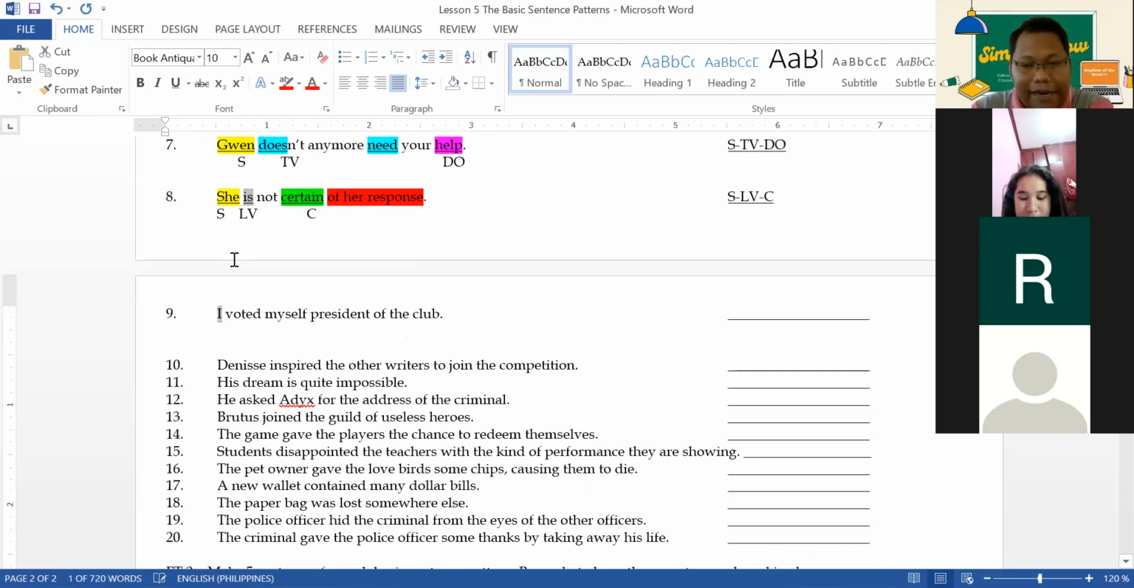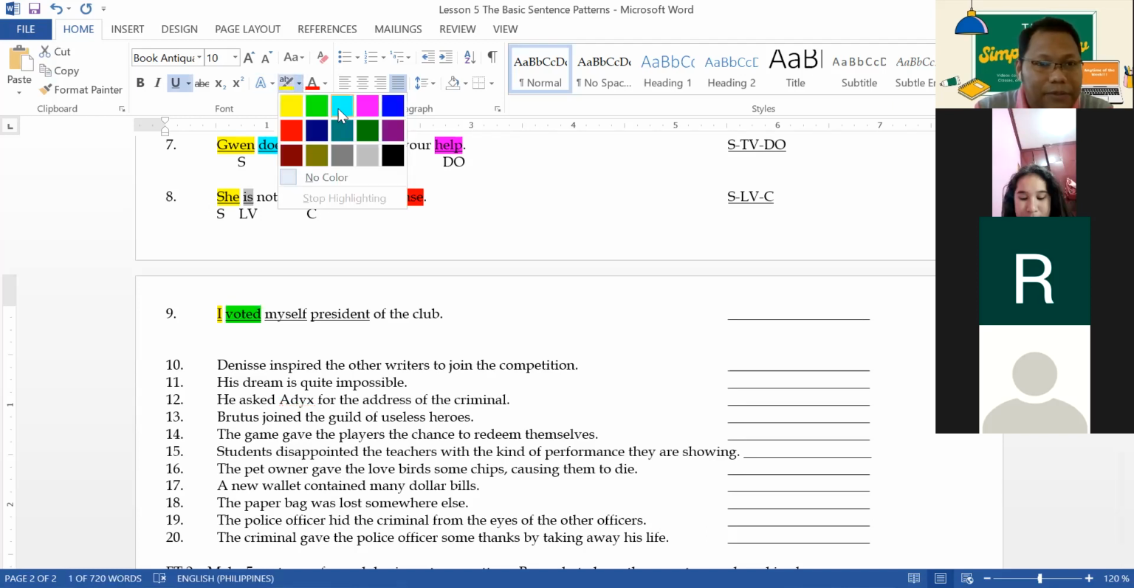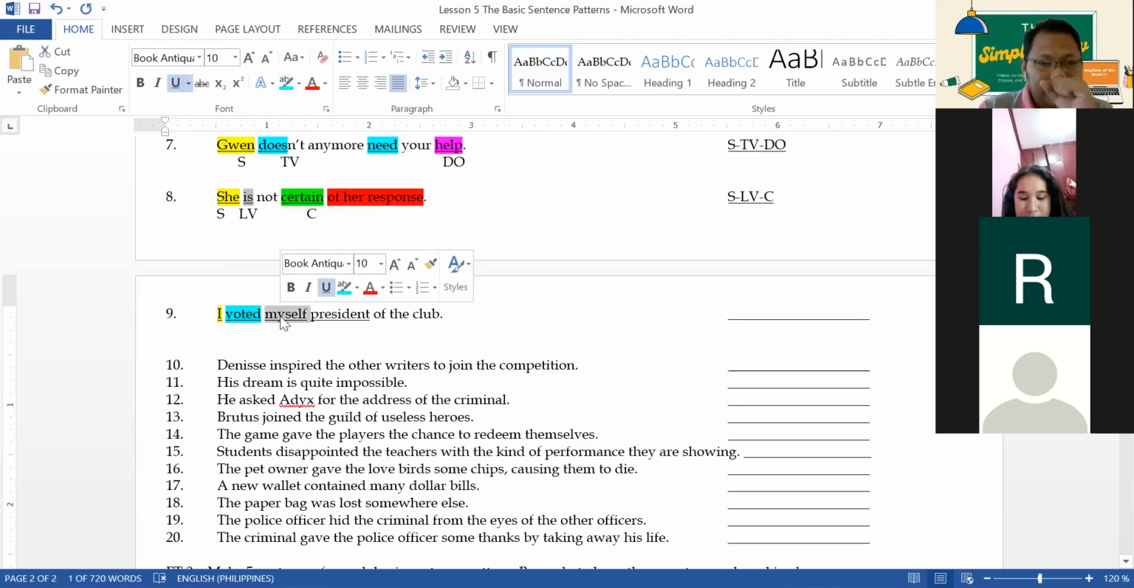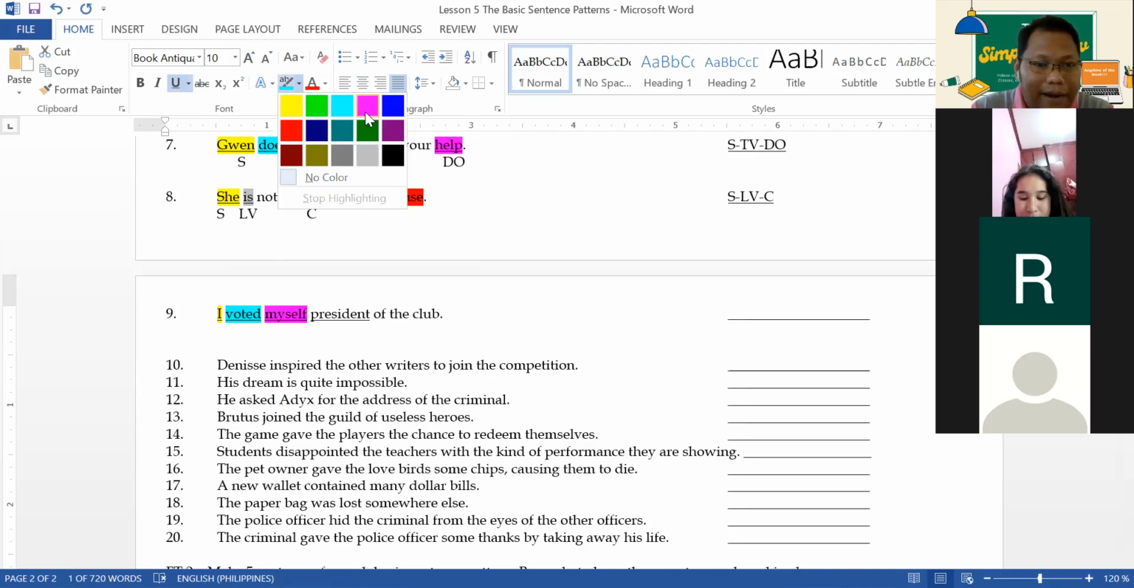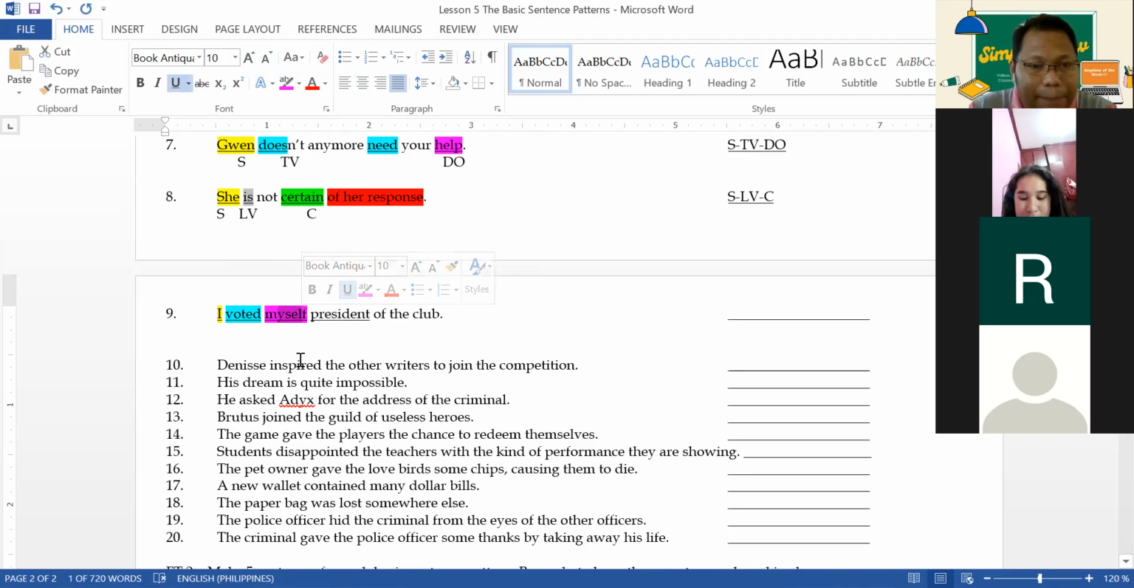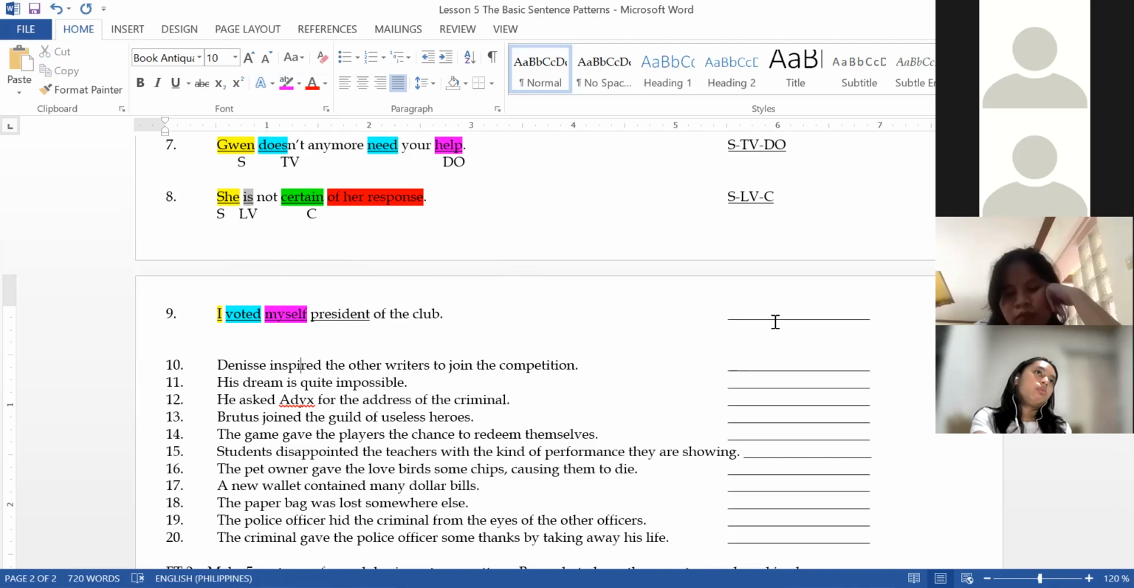In number 9, we underline I. We underline voted. We underline myself. We underline president. And this is similar to one sentence that we had just earlier. We classify I as our subject, so we color that with yellow. We classify voted as our transitive verb, so we color that with blue. We classify the direct object with the color violet. Can this person represented by the pronoun myself be the president? Alanes.